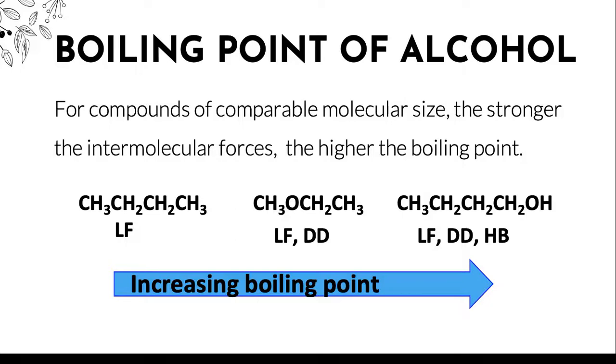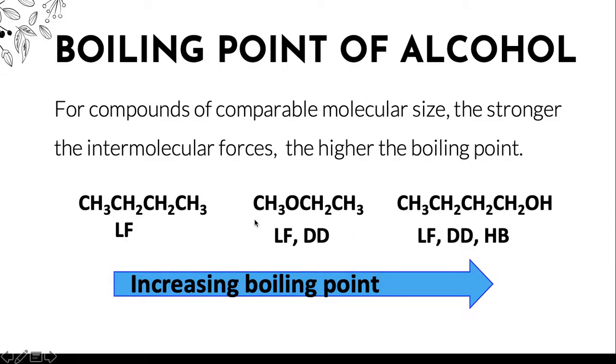For compounds of comparable molecular size, the stronger the intermolecular forces, the higher the boiling point. For example, if you compare alcohol with compounds that have a functional group other than alcohol, or no functional group at all, we compare them with alcohol. For example, here we are comparing alkane, ether, and alcohol.